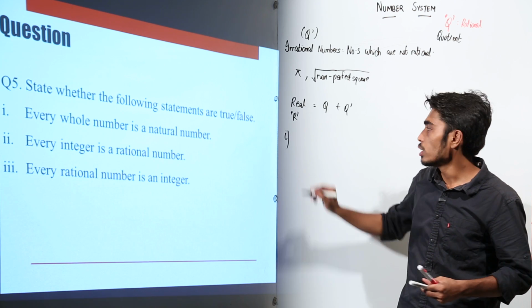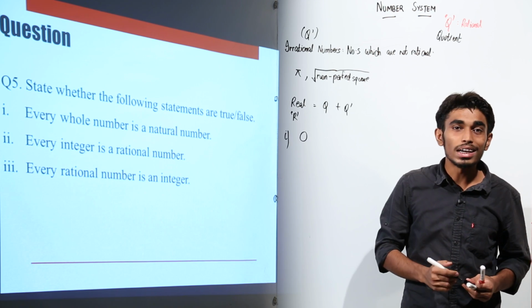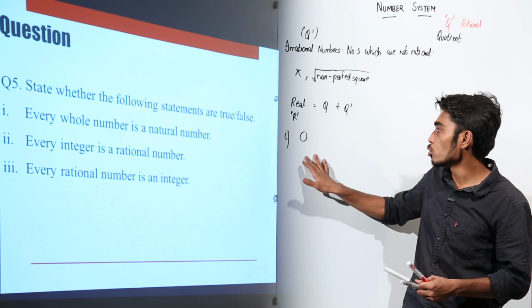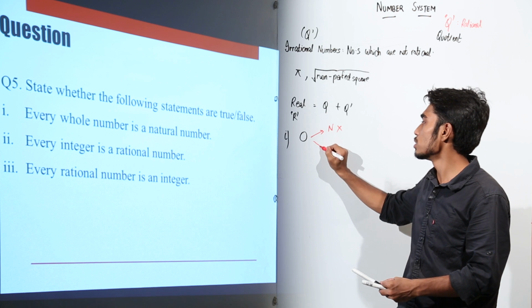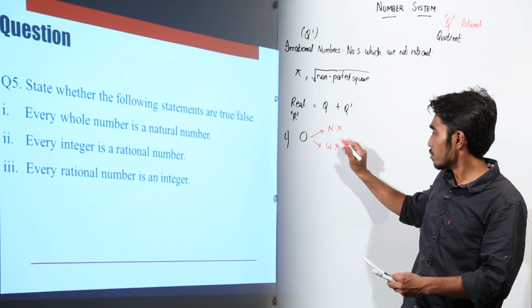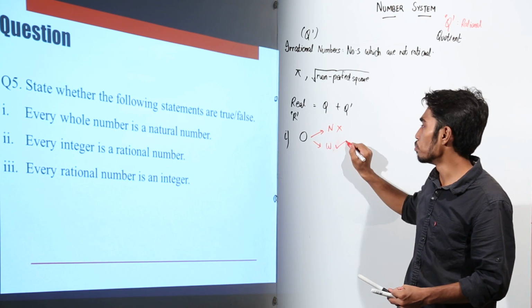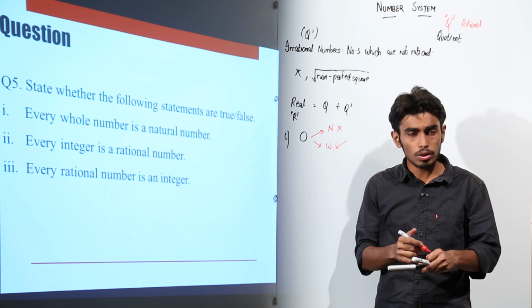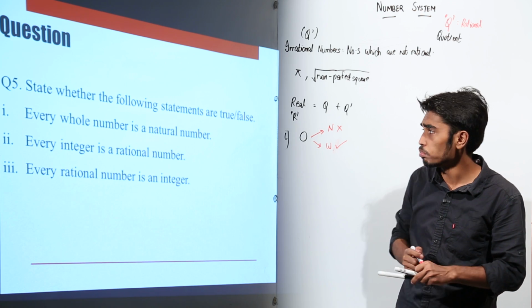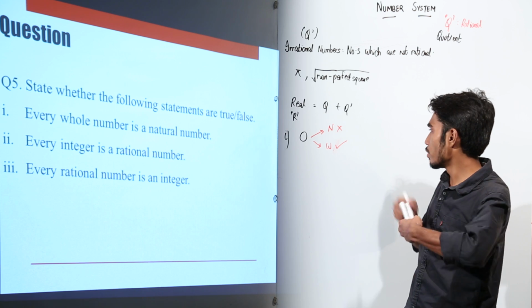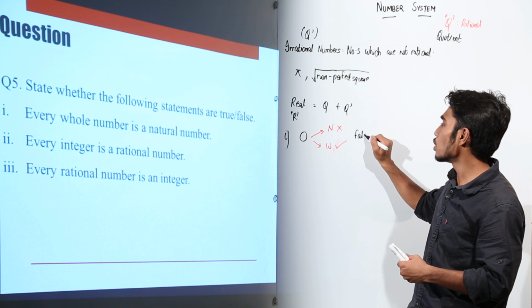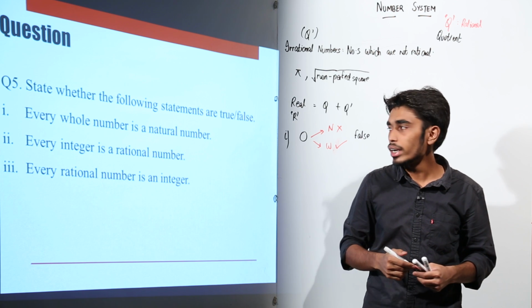You already know that 0 is a whole number, but it is not a natural number. So we can clearly say that 0 is a whole number, but it is not a natural number. So the first statement is clearly a false statement, right? All the whole numbers are not natural numbers.